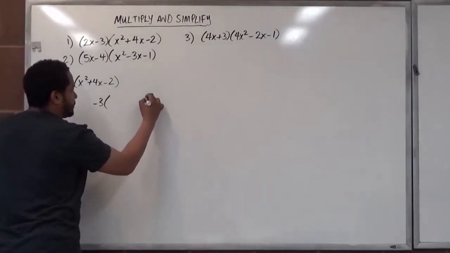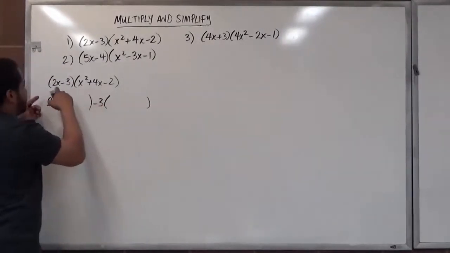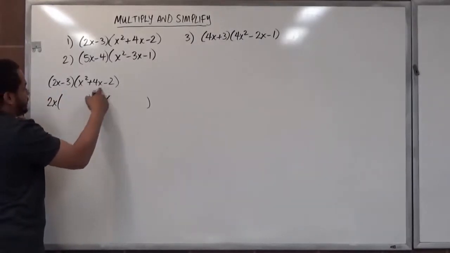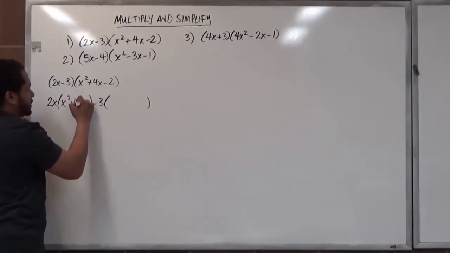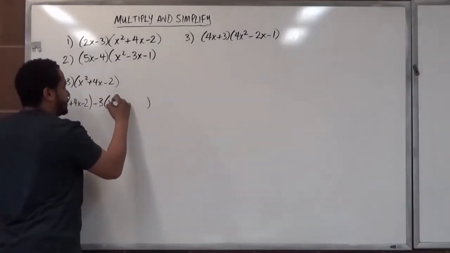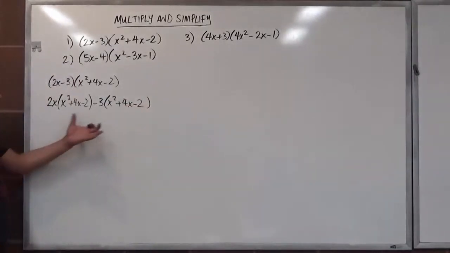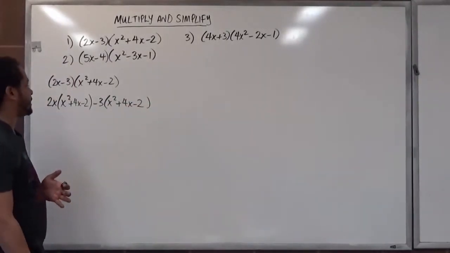What we're going to do is put the distribution of these terms isolated. So we're going to have this 2x by everything in here, which is x squared plus 4x minus 2. And we're going to have the negative 3 multiplying by everything here, which is x squared plus 4x minus 2. And this makes it easier for you to keep track of what the multiplications are doing.